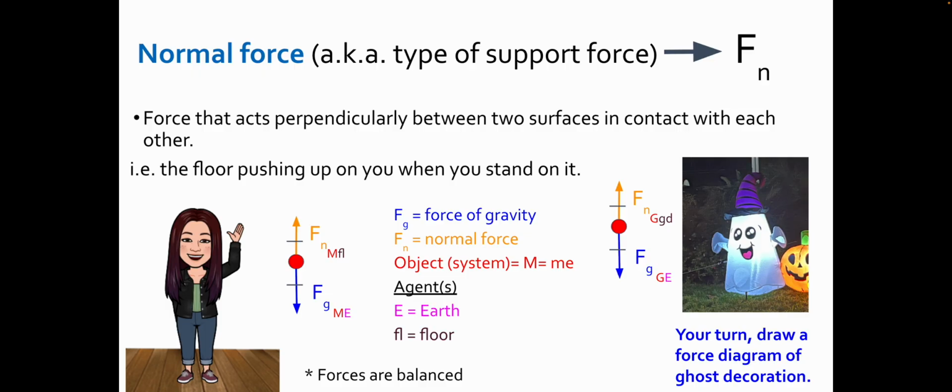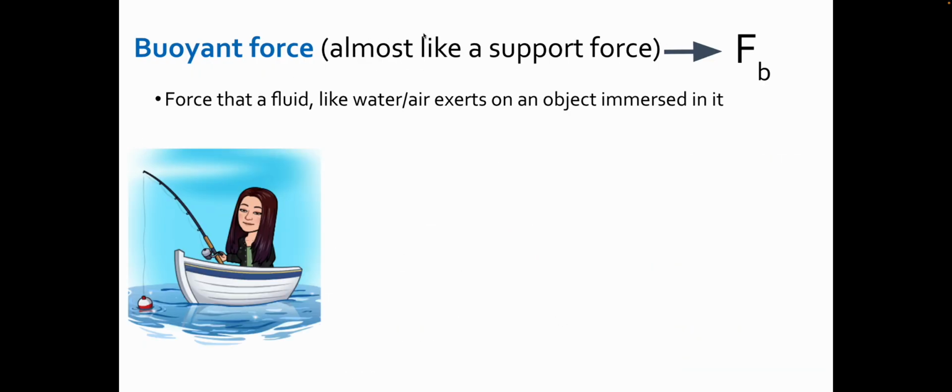Next one. Buoyant force is almost like a support force, but it's not exactly. We're just going to say capital F with lowercase b. Buoyant force is a force that a fluid like water exerts on an object immersed in it. It could be an object floating on top of the water, or sinking a little bit, or completely sunk. There's going to be a buoyant force. So that's why I say it's almost like a support force, but it isn't always a support force.